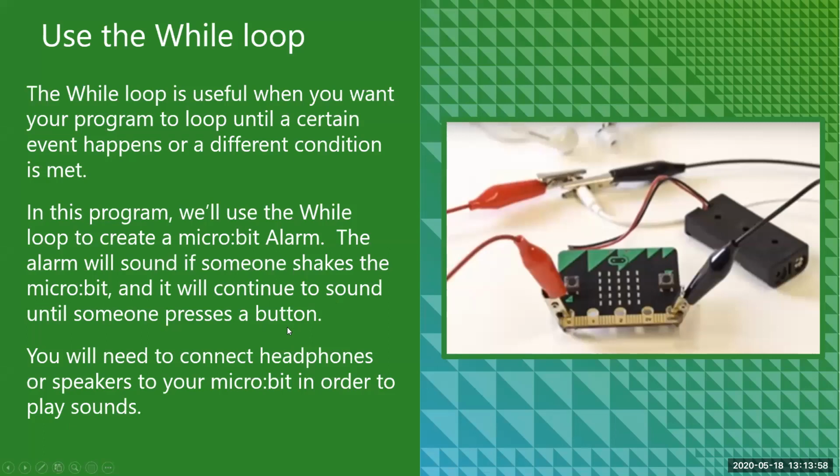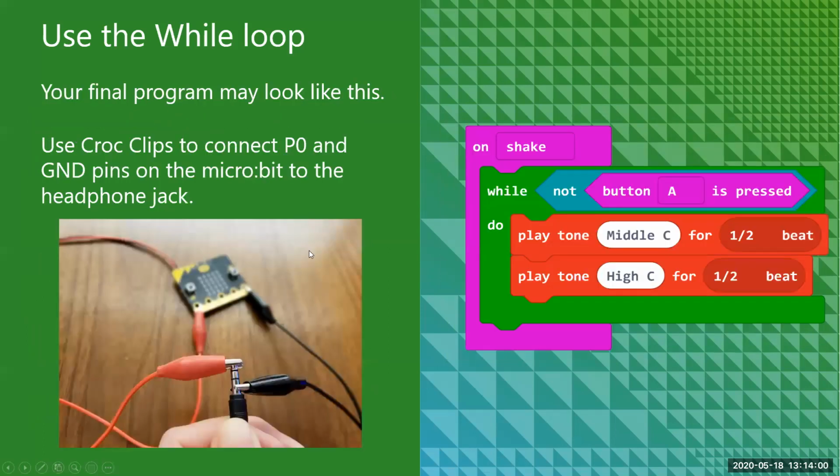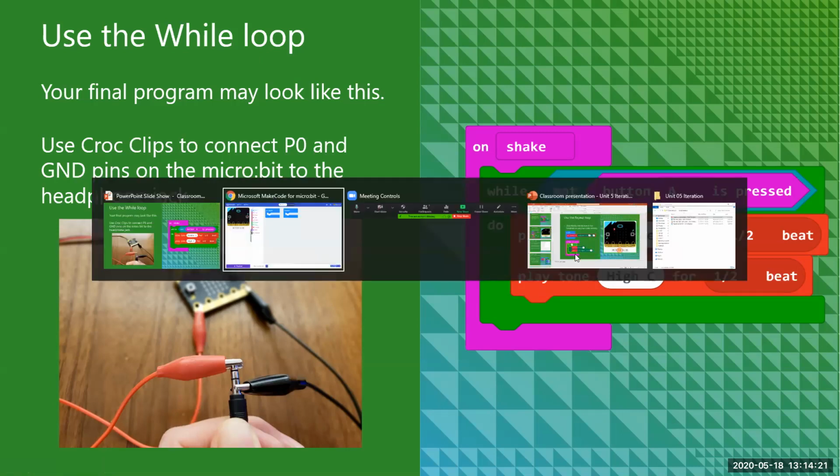And in this program, this is what we're going to do. So we are going to activate our door alarm by shaking it. And then we're going to check and see whether or not button A is pressed. And while it's not being pressed, it's going to repeat this. So I'll kind of explain it as we're building it.